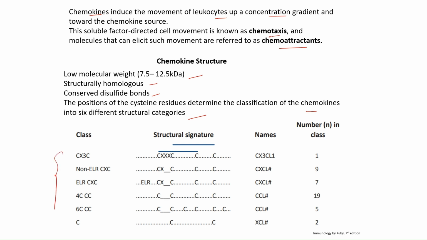As you can see here, different classes are given and how these classes are different from one another is also given. So, these 6 different classes are arranged on the basis of the position of the cysteine residues.